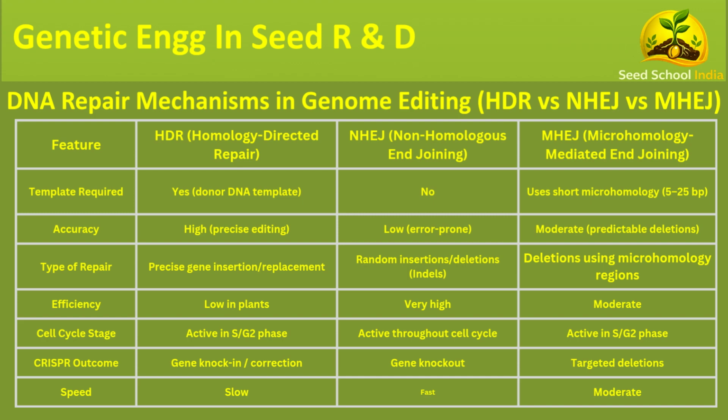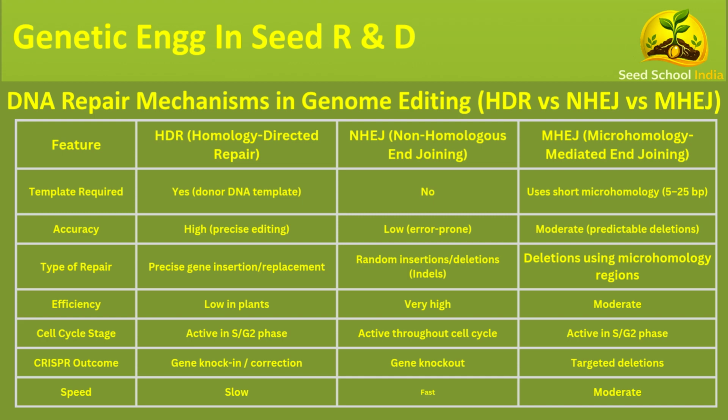When CRISPR creates a DNA break, the cell repairs it using three main pathways. Homology-Directed Repair, or HDR, is a precise method that uses a DNA template to accurately insert or modify genes, but it is less efficient. Non-Homologous End Joining, or NHEJ, is the most common pathway. It quickly joins DNA ends without a template, but it is error-prone and creates small mutations, making it useful for gene knockouts.